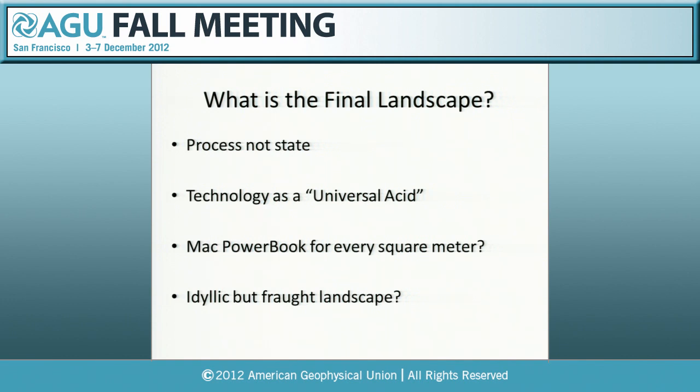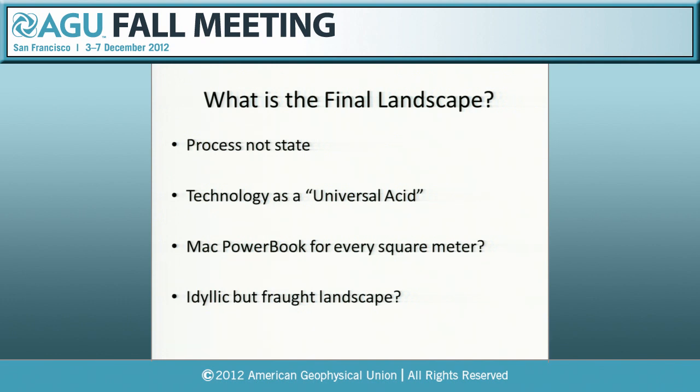Technology functions as kind of a universal acid. It dissolves everything it comes into contact with, including nature, and recrystallizes it into its own form. So I think the planet is in the process of becoming a technological artifact in and of itself. If I was pressed to give one example of what that might be, well, not really.